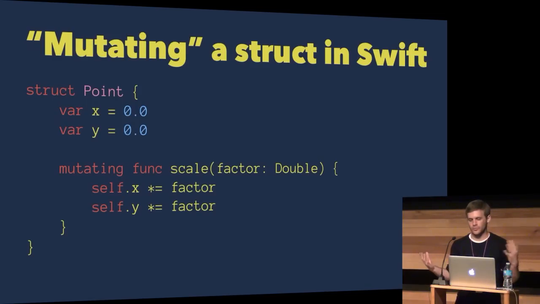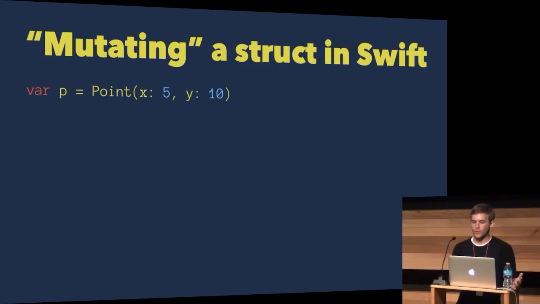Values are immutable in Swift if you actually have created a real value type. But it might be hard to see why. So here's a simple struct that I've defined for representing a geometric point. We'll pretend we don't have CGPoint. It has some writable properties, the x and y, like those can be set, right? And it has a mutating function that scales the point by a factor.